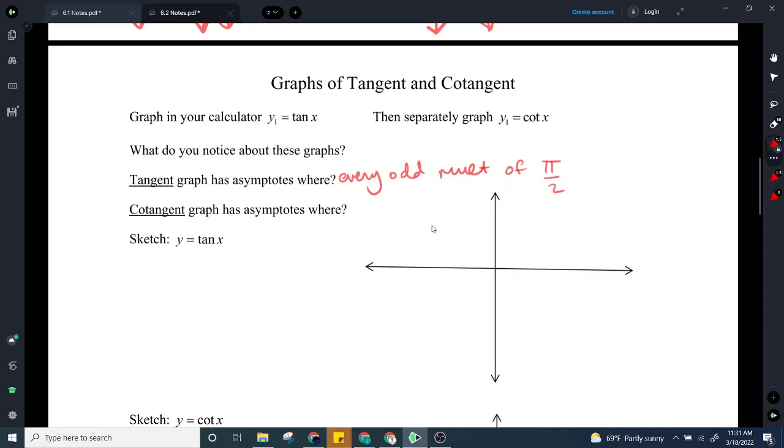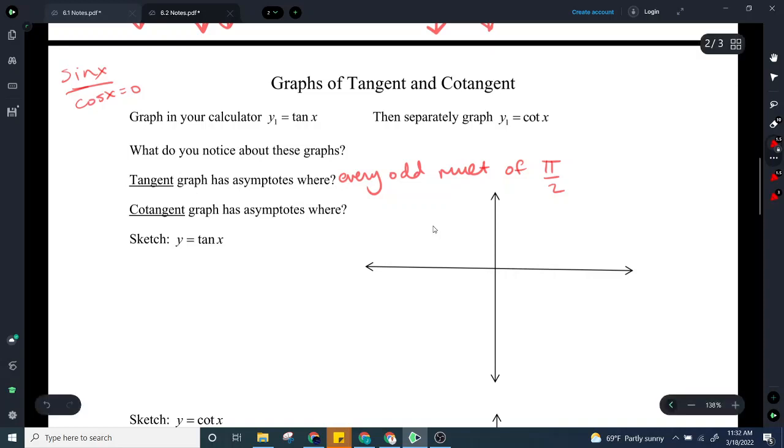Tangent, remember, tangent is sine over cosine. So tangent would be undefined wherever sine equals 0. So sine would equal, I'm sorry, I wrote it right, but I said it wrong. Wherever cosine equals 0. So cosine would be undefined at every odd multiple of pi/2. Okay, so here let's make a quick sketch of this one.